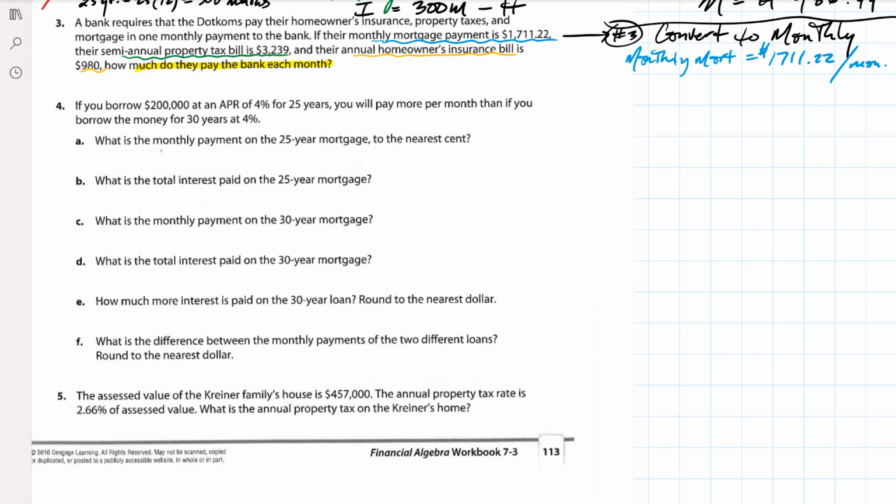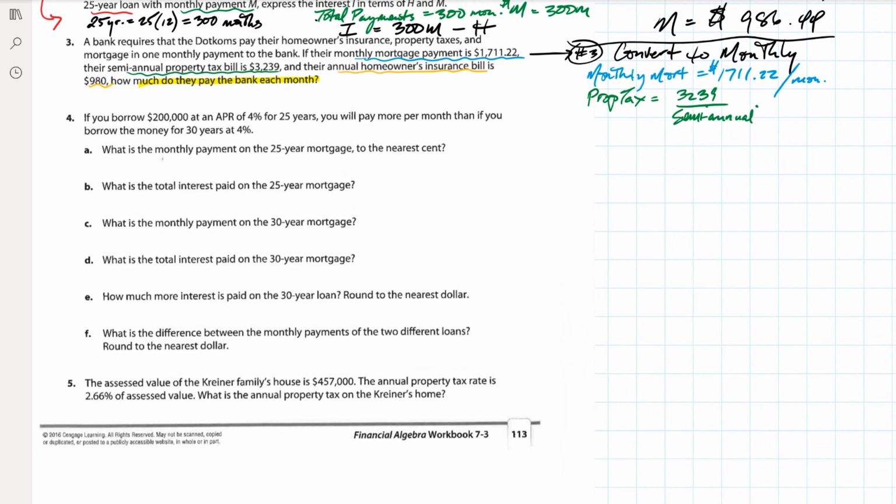Now the property tax. This is every 6 months, so you've got to be careful here. This is semi-annual, so we're going to pay $3,239. Semi-annual means every half year, so that means every 6 months. For every semi-annual period there are 6 months, so basically I have to take this number and divide it by 6.